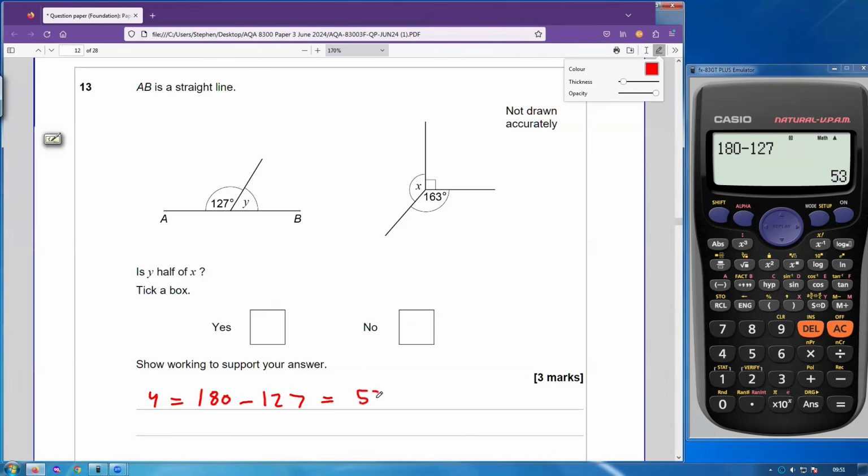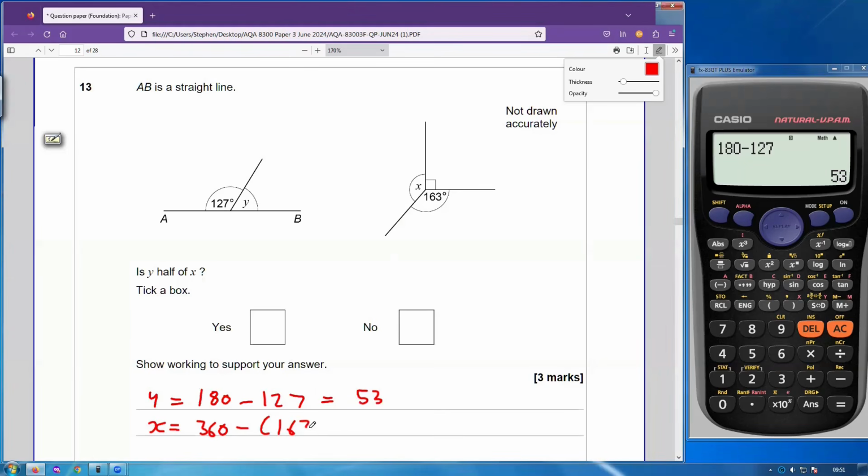What's that bit? This bit here is around a circle, around a point, which is going to be 360. All the way around is 360. And it's made up of 163 plus 90 degrees. And then we get the x. Now, the way I'm going to do this, I'm going to say x equals 360 minus these two added together. I'm going to put them in a bracket.